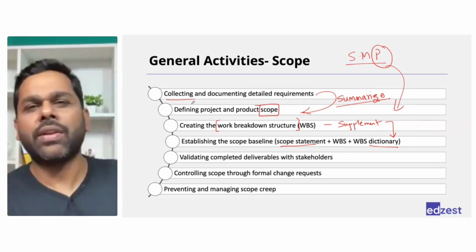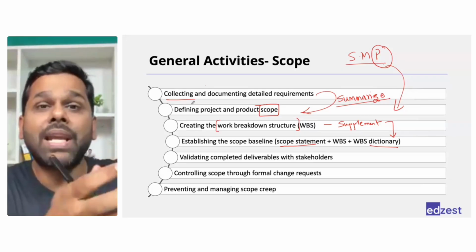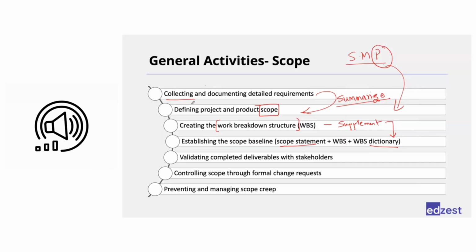Right. So see, how can we collect requirements? We can talk to customers. We can look at contracts. We can look at the business case. We can look at the project charter. What is applicable in this project will be mentioned in the scope management plan.